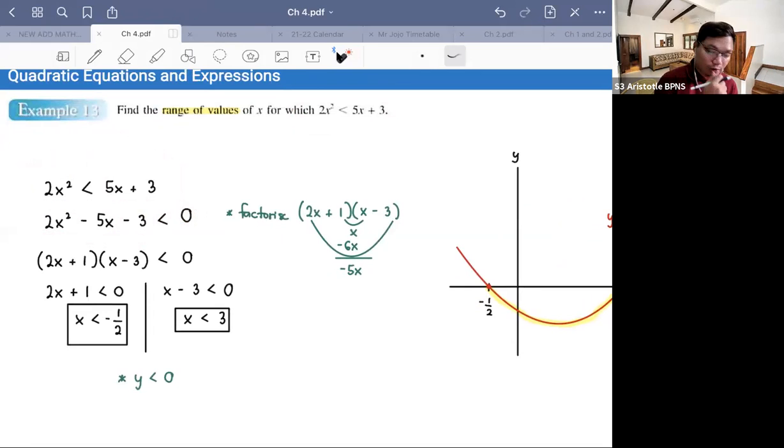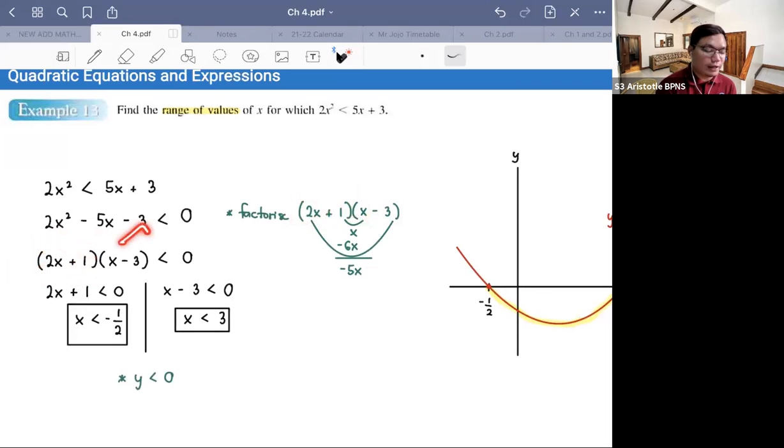And then what do we need to do next? You need to factorize this. You factorize by guess and check. This is the guess and check factorization that I did. What are the factors of 2x squared? It's 2x and x.